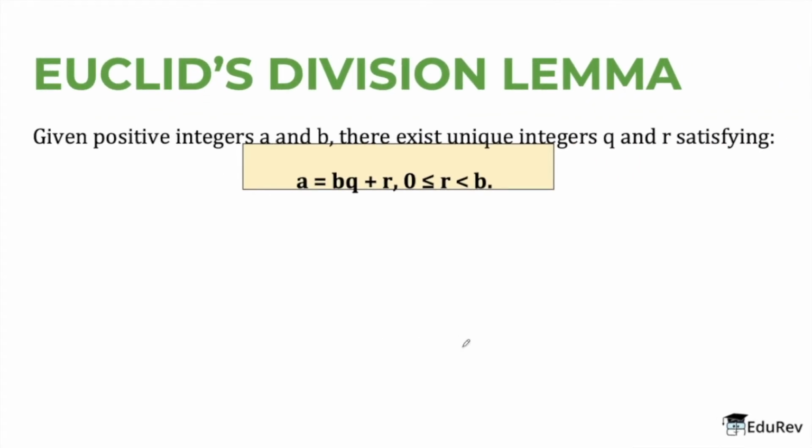Alright, so let's talk about what is Euclid's division lemma. Before explaining what Euclid's division lemma actually is, we need to understand what a lemma basically is. So what is a lemma? A lemma is nothing but a proven statement which is used to prove another statement.